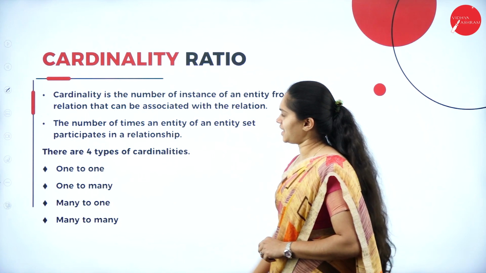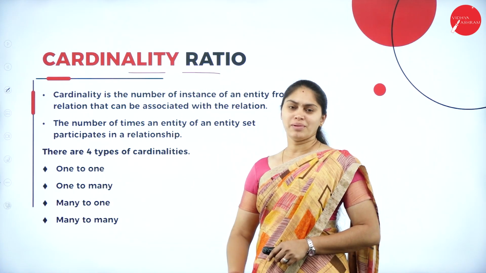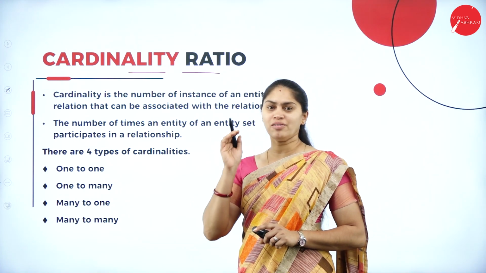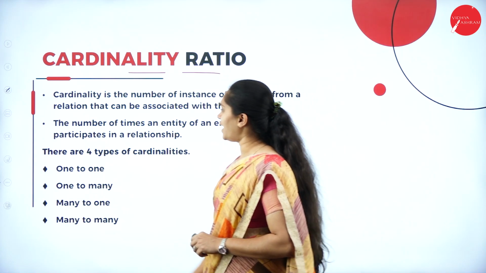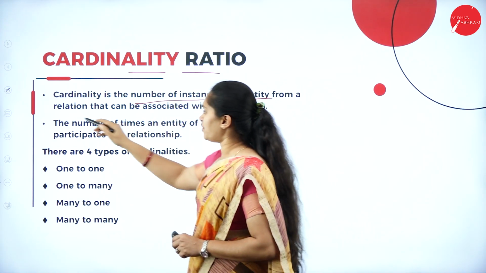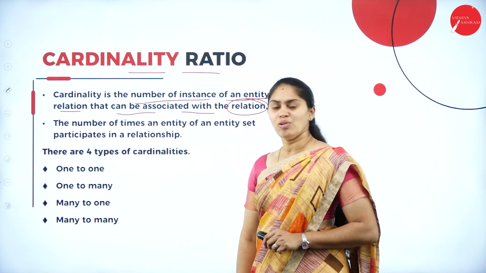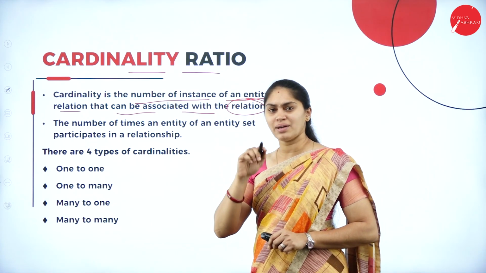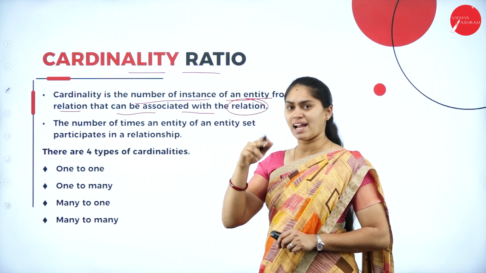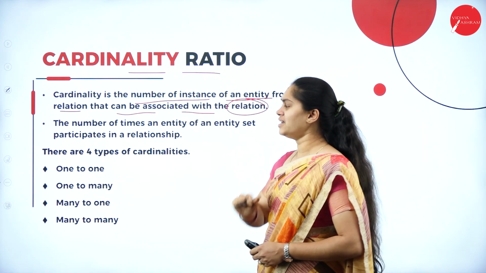We'll see the first thing, that is all regarding cardinality ratio. So what do we mean by cardinality? That specifies the number of rows or number of records. So cardinality is the number of instances of an entity from a relation that can be associated with a relation. How many instances or records or tuples are participating from that entity in a relationship, that we call the cardinality ratio.